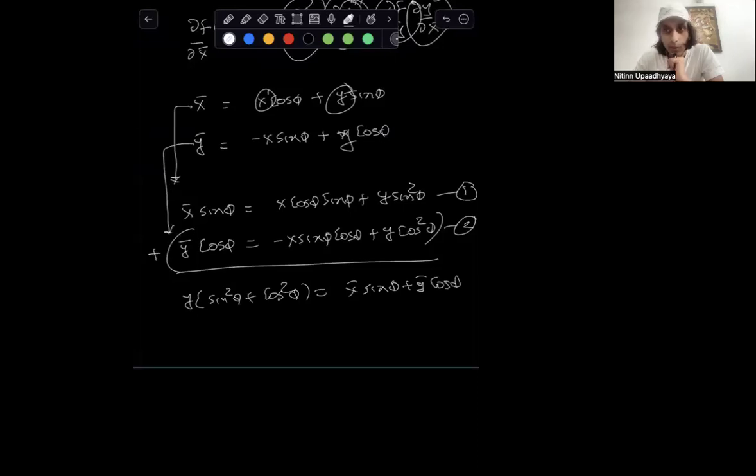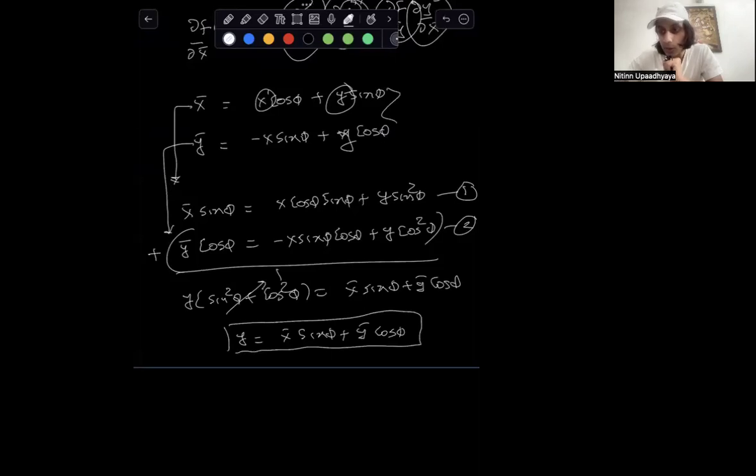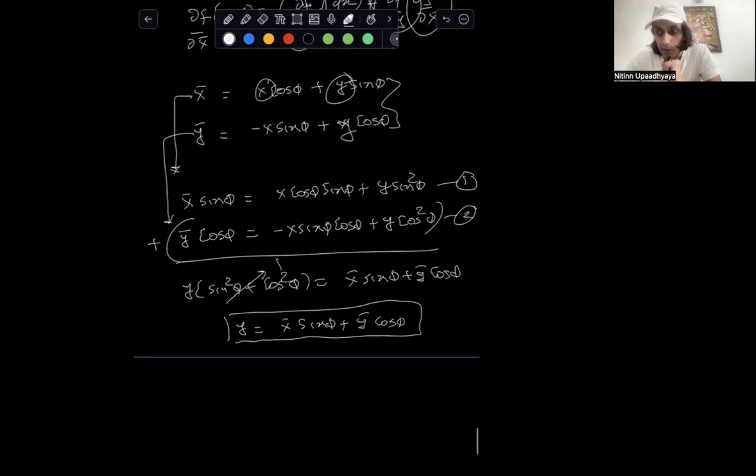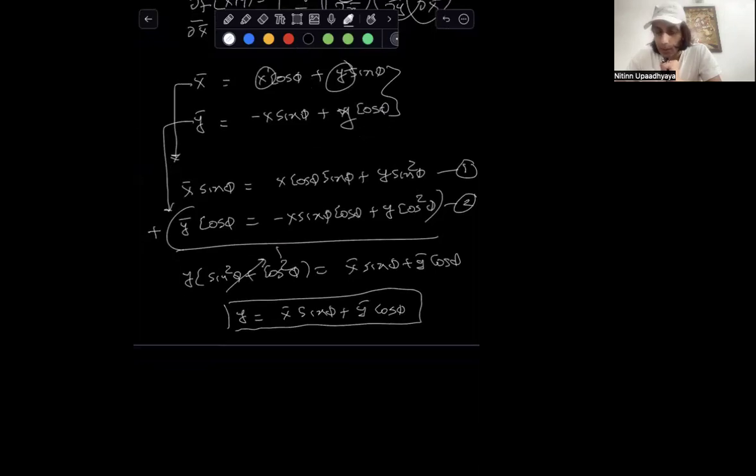But sine square φ plus cosine square φ is 1. Therefore, we've figured out what y is. So y is x̄ sine φ plus ȳ cosine φ. So that's the first of our relationships. We have inverted the original equation and obtained y in terms of x̄ and ȳ. We can play the same game and obtain x as a function of x̄ and ȳ.